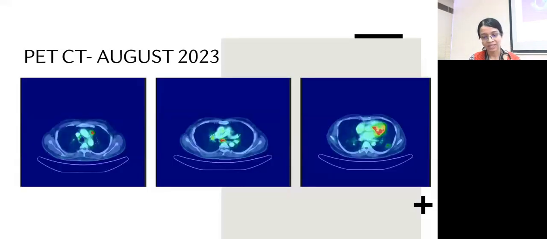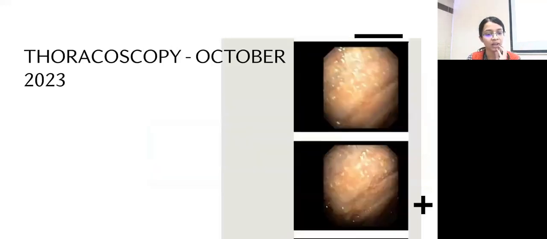This is his PET CT in August, which is still showing uptake in his mediastinal nodes. What you see on the last image is that left lower lobe lung cavity in the green, which is not as avid. And this is his thoracoscopy now, which is showing a classical sago grain appearance, multiple tiny pleural nodules, which are suggestive of granulomatous inflammation.